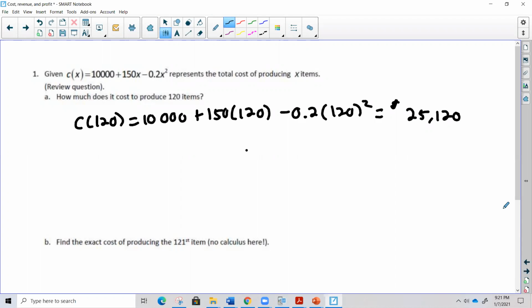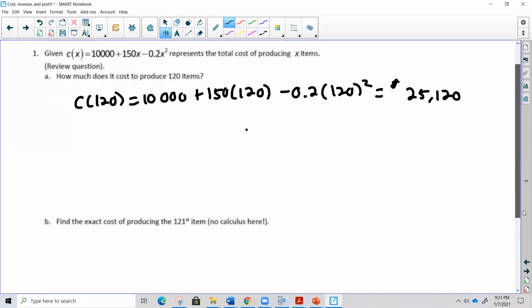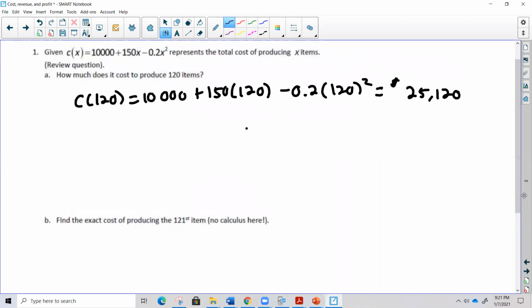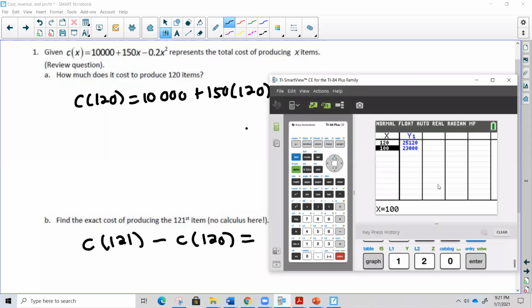And then B says find the exact cost of producing the 121st item, no calculus here. So if you're not using calculus, you're finding the marginal cost. And to do that without using calculus, you find the cost of the 121st item and you subtract the cost of the 120th item. And that's the change between the two values, which gives me the cost of just producing the 121st item. And again, since I already have it in the calculator, I'm going to just type in the 121 here. Then I don't have to do it by hand.